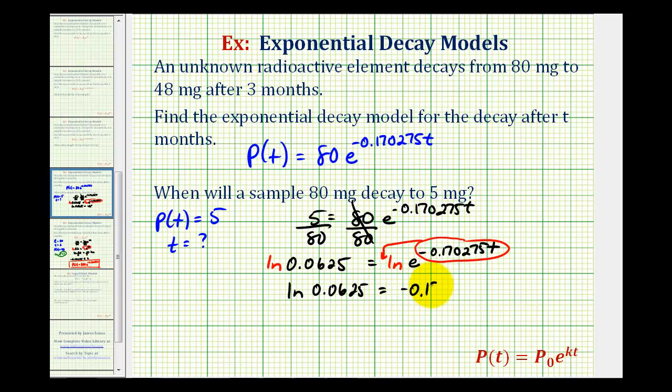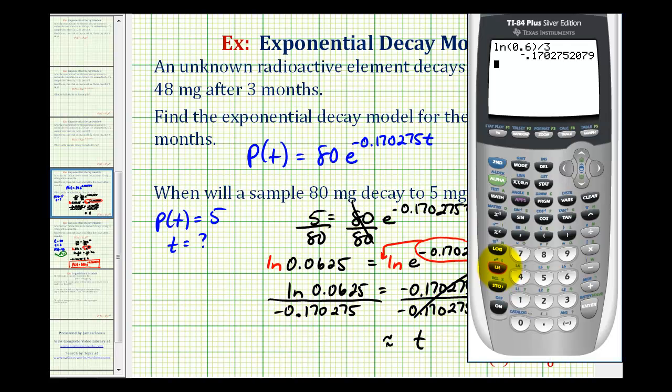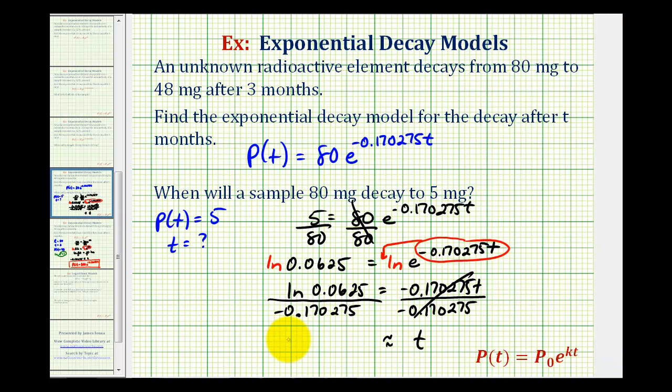So we'll have negative 0.170275t, again, times natural log e, but natural log e is equal to 1, so we'll leave that off. And now to solve for t, we'll divide by this coefficient. This simplifies to t, and now we'll get a decimal approximation for t. If we round this to the nearest tenth, we can say that t is approximately 16.3 months. Just be sure you round to the correct place value based upon the question that you're asked.